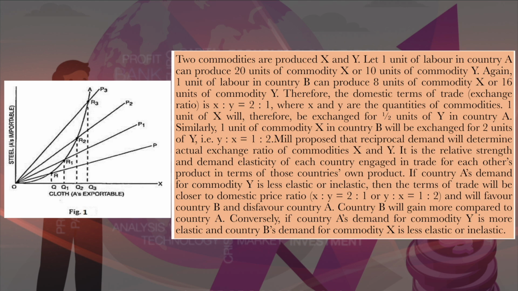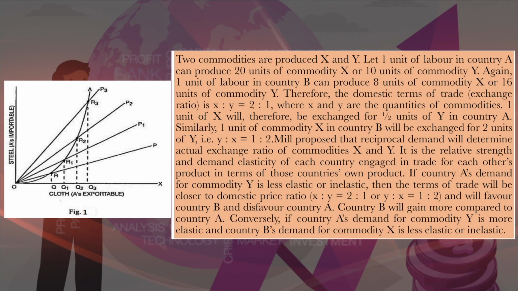Why does it happen? Because the country has an inelastic demand for the importable goods. So if country A has an inelastic demand for the importable goods, in our example Y for country A, then country A will always be in a disfavored position. And as a result, what will happen? Country B will gain more compared to country A.